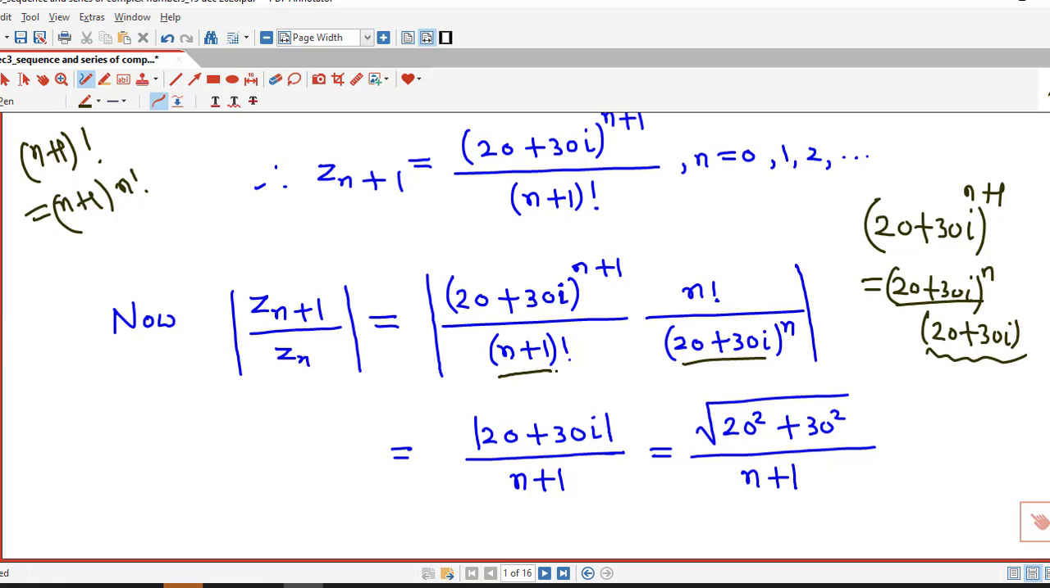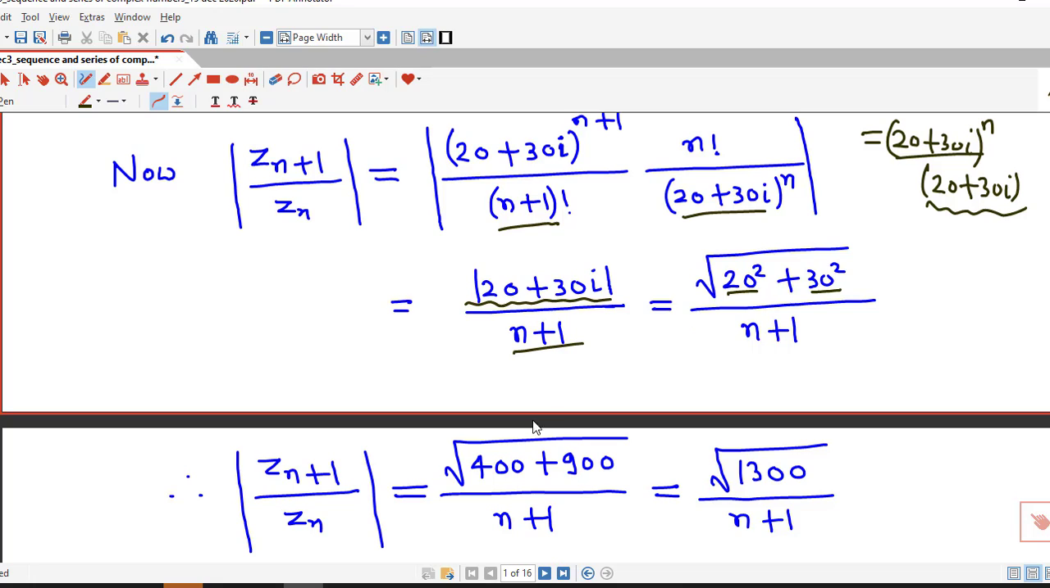So in this way, here we are left with n plus 1 and this will cancel out. So here we are left with absolute value of 20 plus 30i, and by the definition of absolute value, this absolute value is nothing but square root of real part square, that is 20, plus square of imaginary part, which is 30. So this is nothing but 400 plus 900, which is square root of 1300 divided by n plus 1.